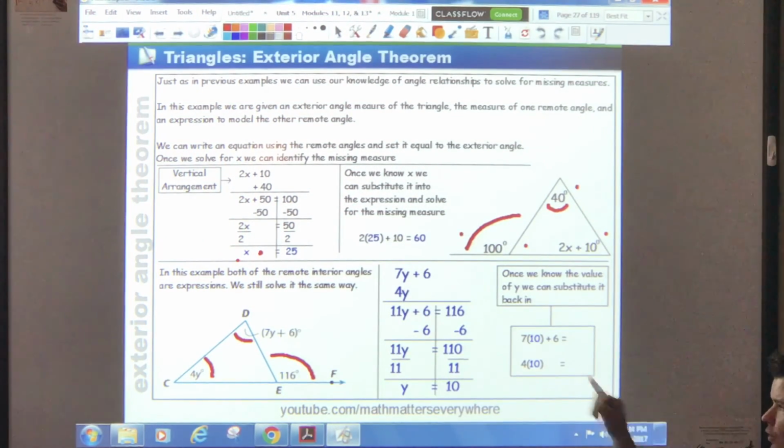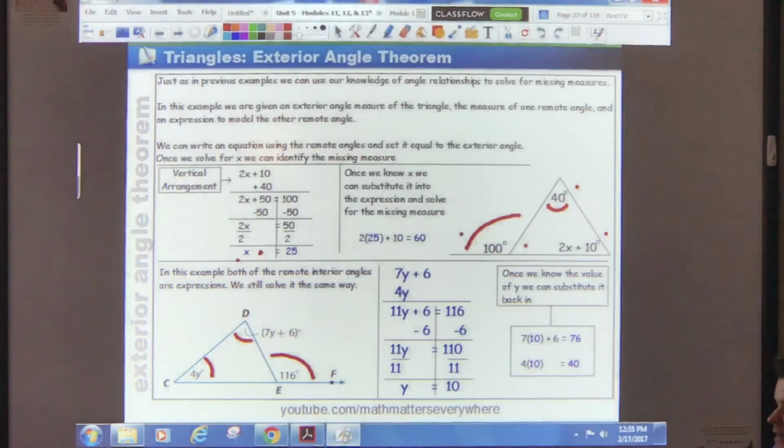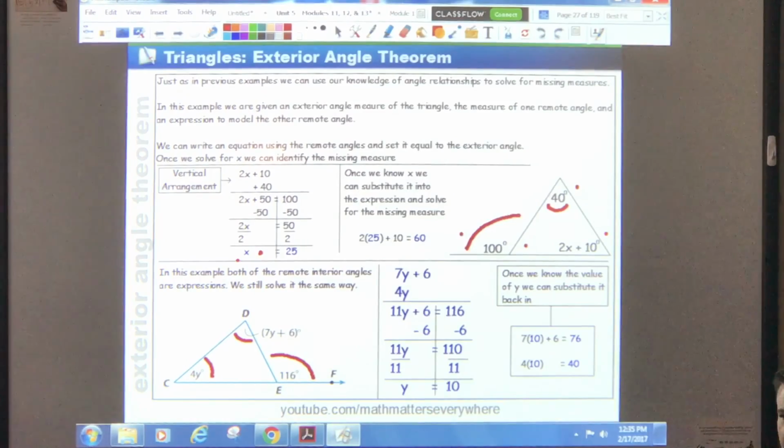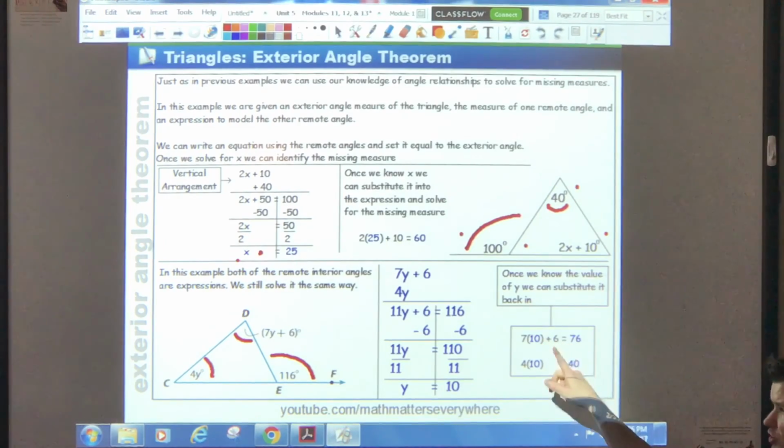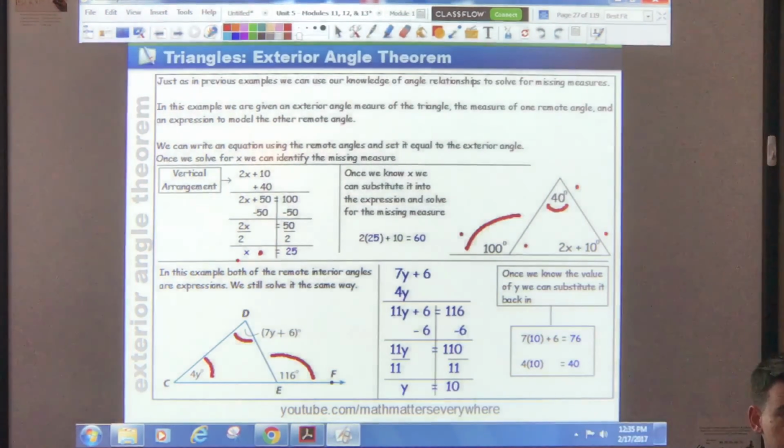Self-check yourself. Whatever you get, if you add them together, they should equal what? 116. If they don't, you probably forgot to add right here. Most common mistake on this substitution is forgetting to add. Not most of you. A good percentage of you forgot at least one on the previous whiteboard to add when you substituted. Questions? Okay.